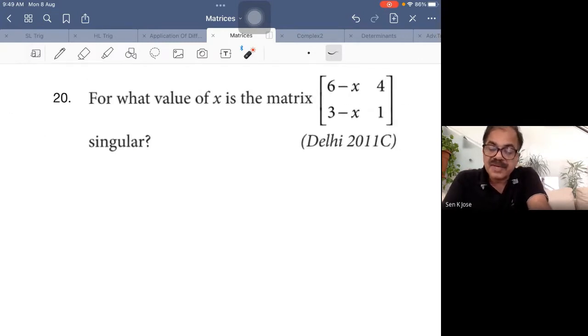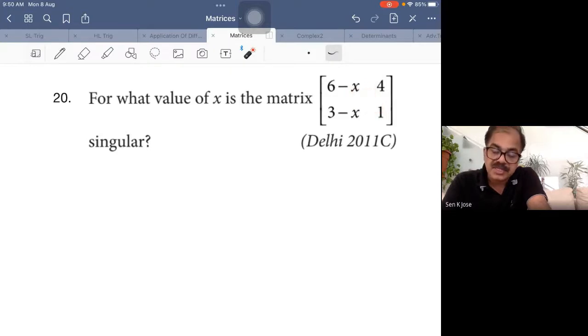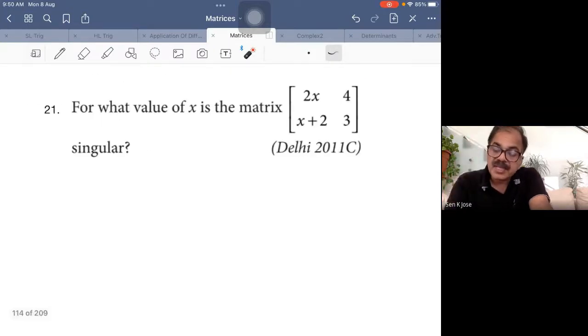Okay. For what value of X is this matrix singular? Determinant A is equal to 0, yeah? So you take the determinant, cross multiply like that, subtract, yeah? So this into this minus this into this is equal to 0, solve for X. It's the same thing again. Determinant is equal to 0.